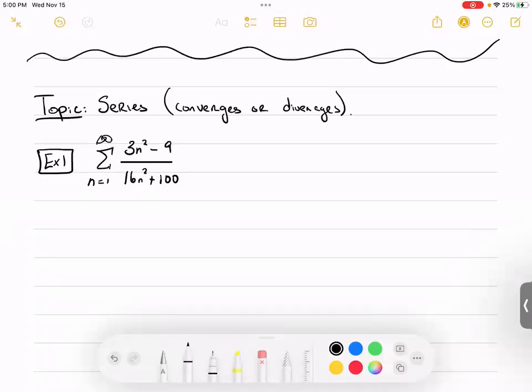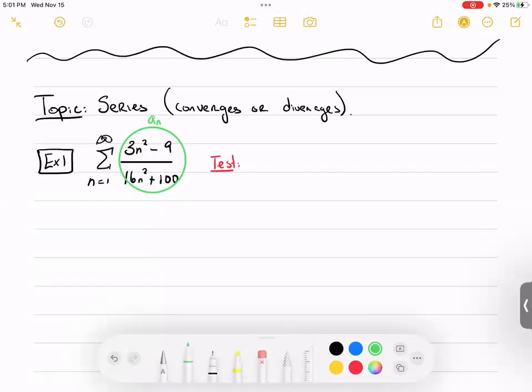I think the test that's preferable in this example is that if you notice, this is your sequence, right? That's your a_n essentially. And one thing that we can do with the sequence is quickly compute its limit, right? Do you know what its limit's going to be as n goes to infinity? Yes, 3 over 16. That's right. So I'm going to show that it's 3 over 16. I'll show the work for it.